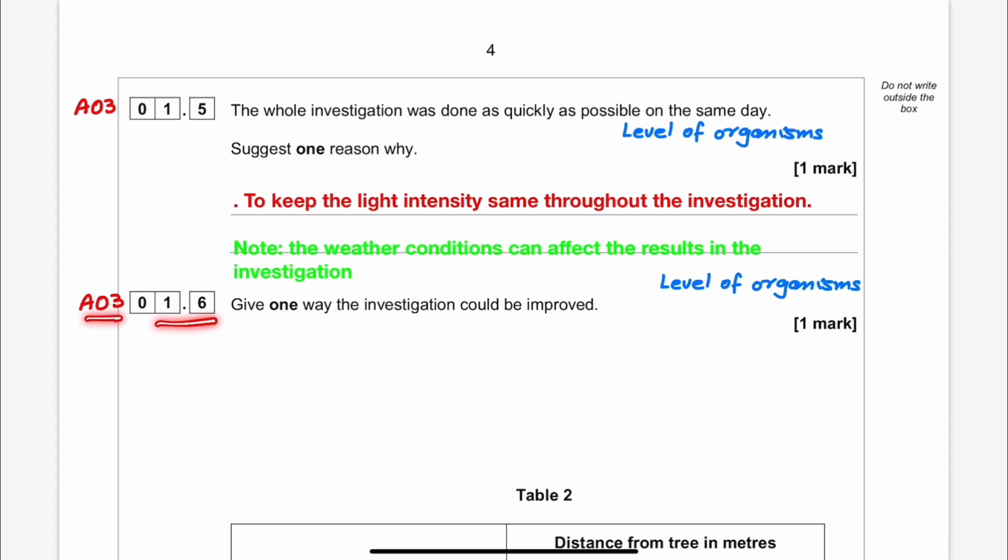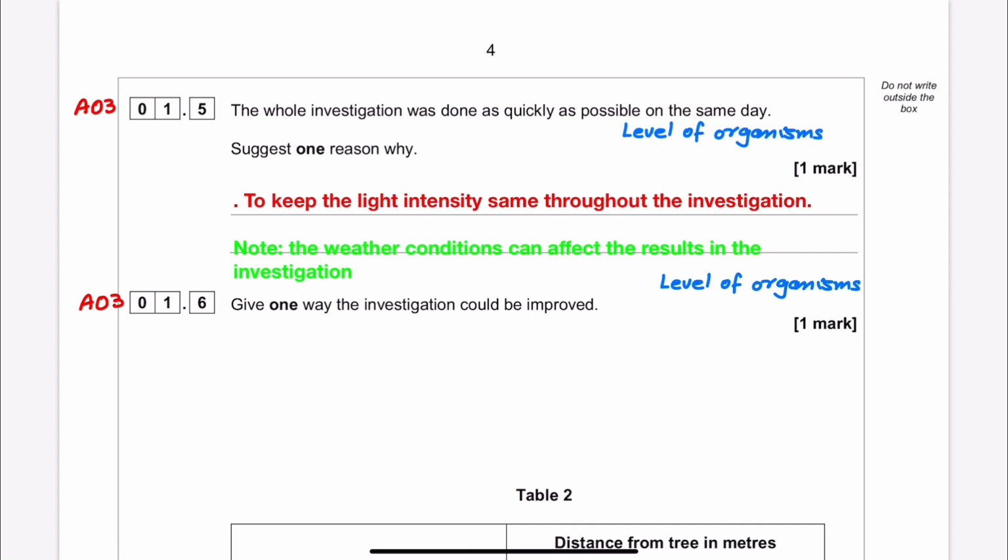1.6 is an AO3 question and it is from the same topic of level of organisms. Give one way the investigation could be improved. The student can improve the investigation by repeating the investigation under the tree at different places. The student can use the same investigation around the other trees and compare the results with the first tree. They can take a sample every meter instead of taking the sample reading for 2 meters.